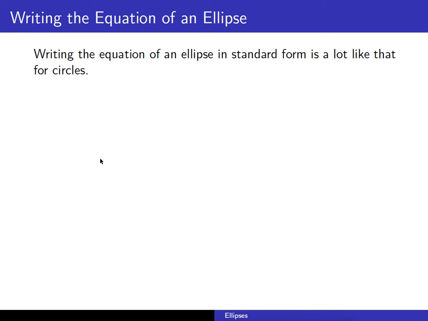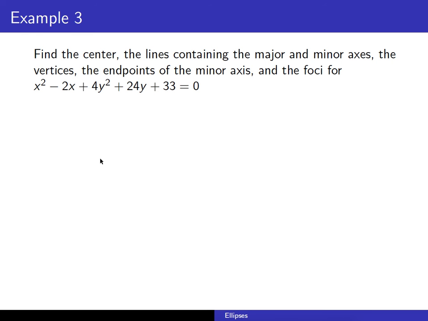Right, so writing the equation of an ellipse in standard form is a lot like how we did for circles, where we found the vertex of the x coordinates, the vertex of the y coordinates, and added the absolute values of the y coordinates to both sides. So find the center, the lines containing the major and minor axes, the vertices and the endpoints of the minor axis, and the foci for the following.